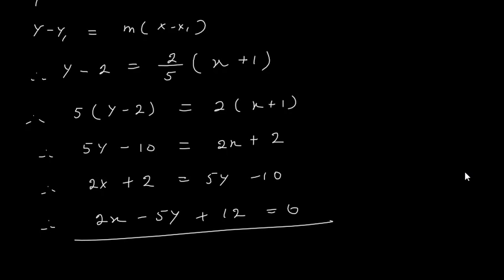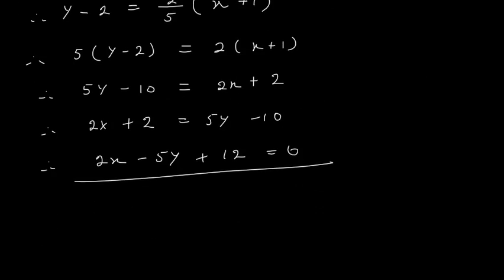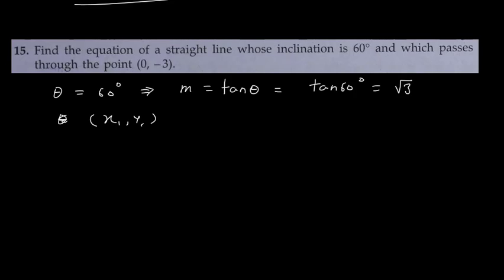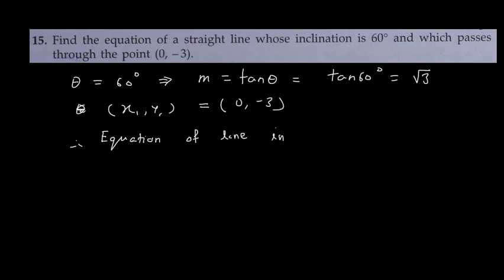Now here next question is find the equation of a straight line whose inclination is 60 degree and which passes through the point. Okay, so you have given theta is 60 degree. So from this theta you can find out m, which is tan theta, equal to tan 60, root 3. So you got the value of m, and you have given point x1 comma y1, which is given as 3. So therefore the equation of line in slope point form, right? In slope point form.